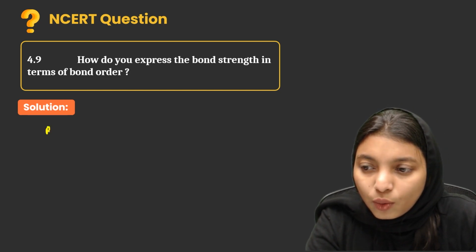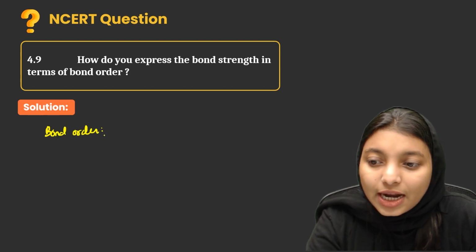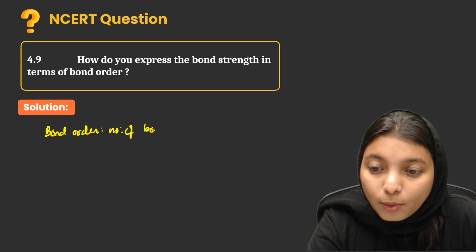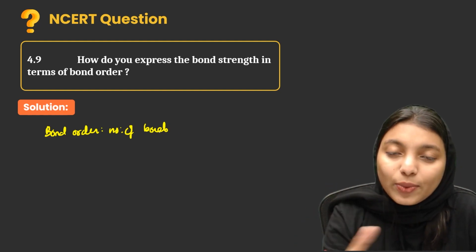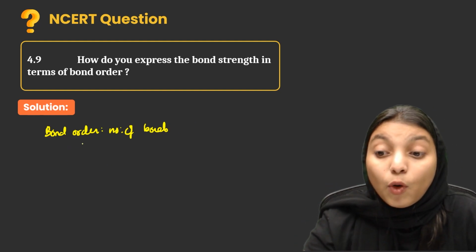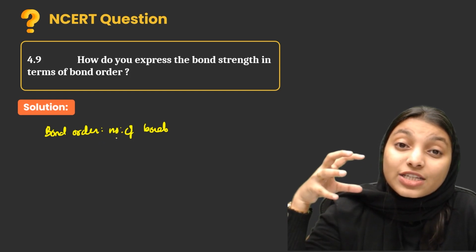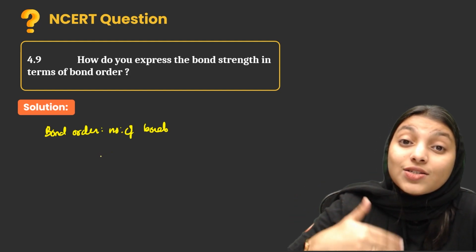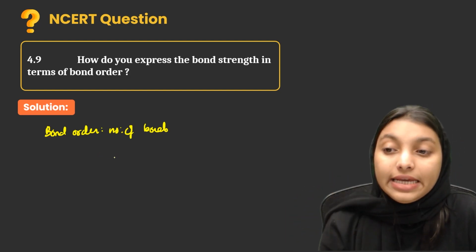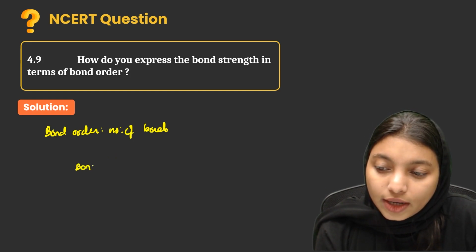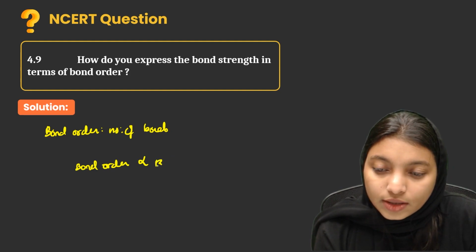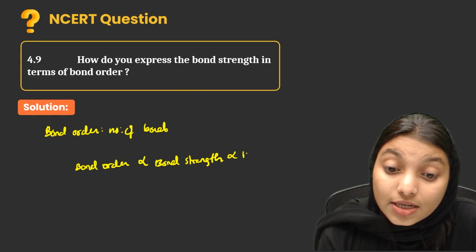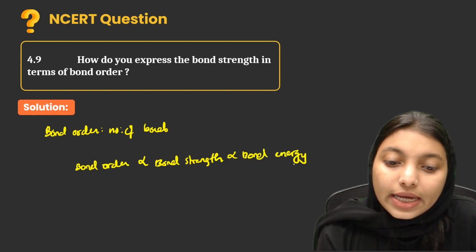So first you have to know what a bond order is. Bond order is the number of bonds formed between 2 atoms in a molecule. As the bond order increases, the number of bonds increases, and the extent of bonding increases. As the extent of bonding increases, bond strength increases and bond energy also increases. So we can say bond order and bond strength are directly proportional. As bond order increases, bond strength increases and bond energy also increases.